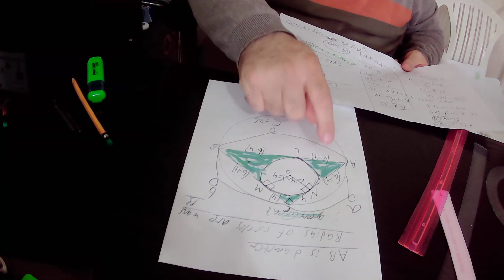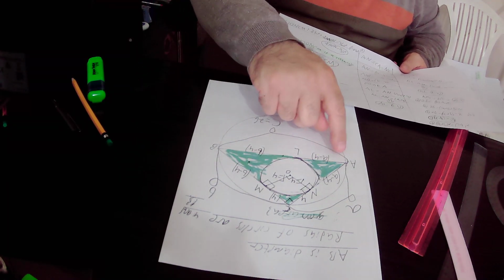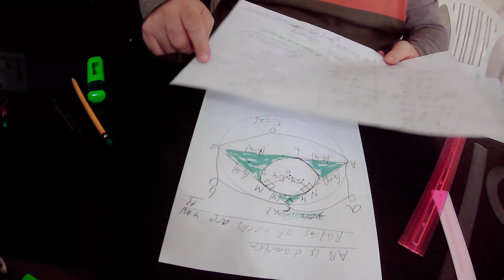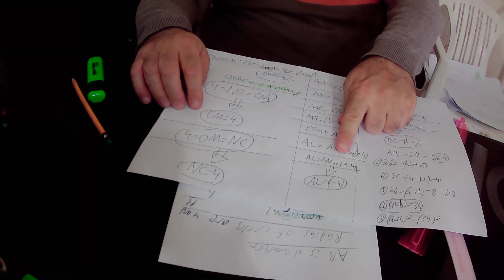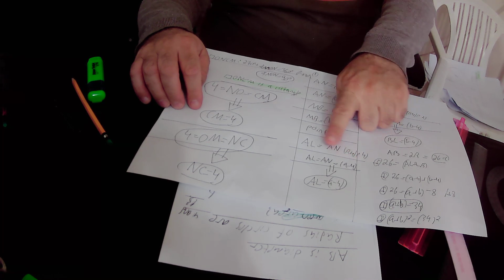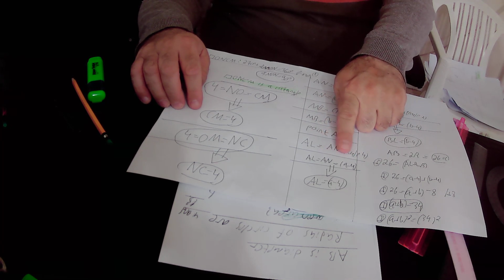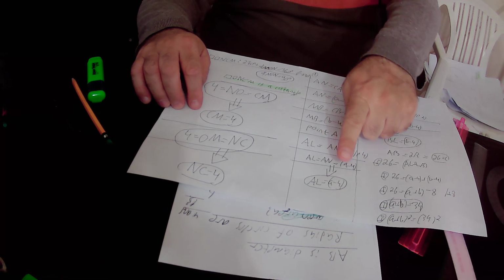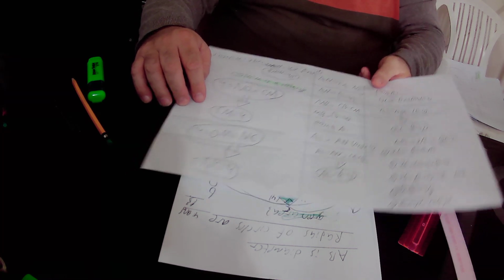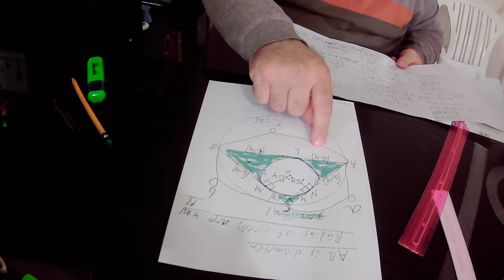AL must be equal to AN, but we have already found out that AN equals A minus 4. So from this equation, AL equals AN equals A minus 4, we will derive that AL is also equal to A minus 4.